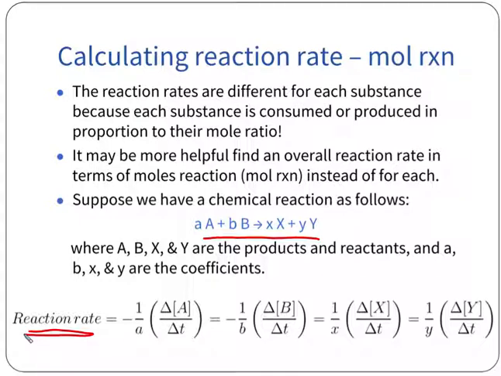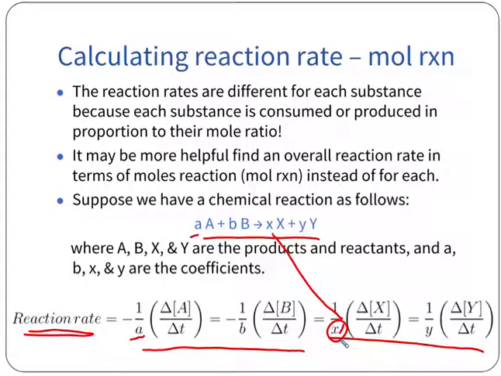For at least the two reactants, these two right here, negative 1 over the coefficient, so a and b, times basically the reaction rate, which is what we got before, the change in the concentration of A over change in time, and then for B, 1 over b, the change in the concentration over time. Now for X and Y, no negatives because they're products instead of reactants, but it works the same way. 1 over the coefficient that goes down right there. We can work out and figure out what the overall reaction rate is.